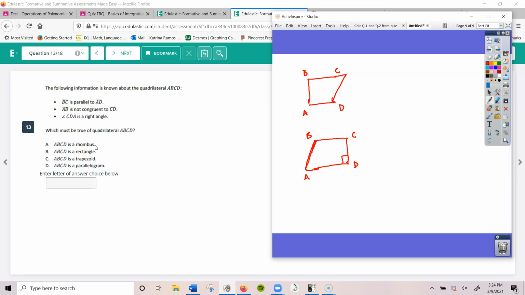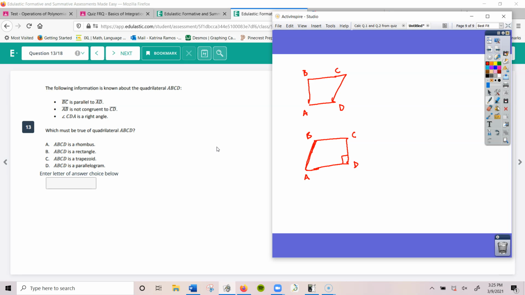ABCD is a rhombus. Well, this is false because if it's a rhombus, then all sides will be congruent. And it tells you here that AB is not congruent to CD. So it's not A. ABCD is a rectangle. Again, also false because if it was a rectangle, then AB would be congruent to CD and BC would be congruent to AD.